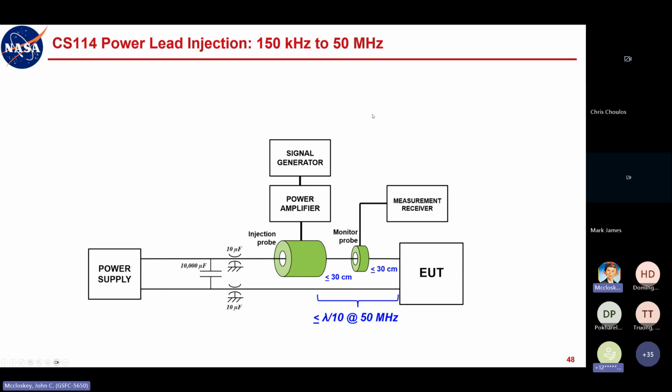Well, the wavelength at 50 megahertz is 6 meters. A tenth of a wavelength is 60 centimeters. So we can relax the placement of our monitor probe and our injection probe to 30 centimeters from the monitor probe to the EUT, and then another 30 centimeters to the injection probe. Now that's less than or equal to. It doesn't mean you have to go to 30 centimeters. And if you can get them right up against the EUT, so much the better. But this just relaxes that placement to get the whole ensemble to within a tenth of a wavelength of the EUT at the highest frequency of interest.